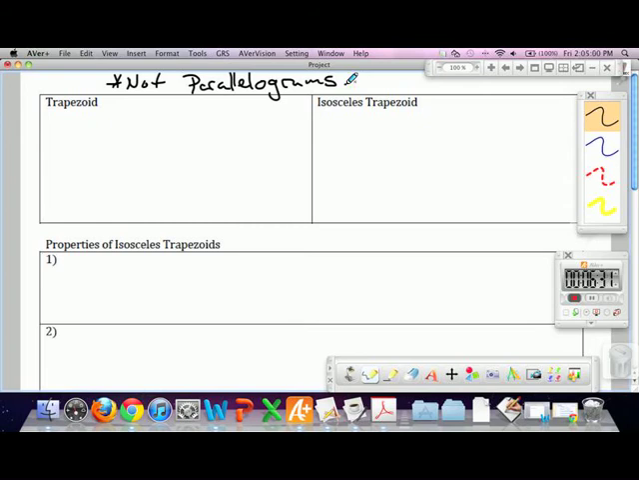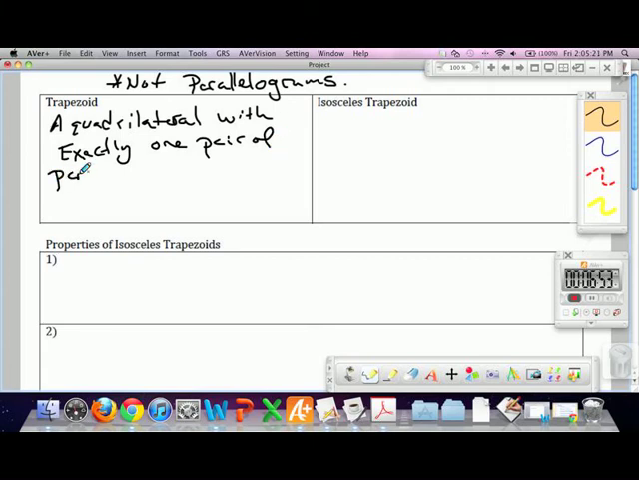The first grouping is called a trapezoid. A trapezoid is a quadrilateral with exactly one pair of parallel sides. Parallelograms have two pairs of parallel sides. What if we pare it down and we don't quite get two, but we get one? One pair of parallel sides gives us what's called a trapezoid.